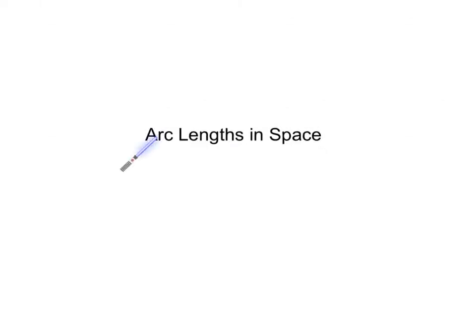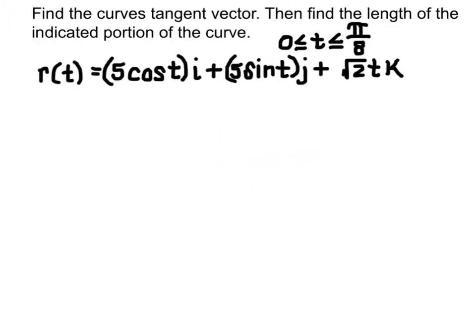In this lesson, we're going to look at arc lengths in space. Beginning with the curve r(t), which we have here with its i, j, and k components, we're going to find the curve's tangent vector. Then we're going to find the length of the indicated portion of the curve.